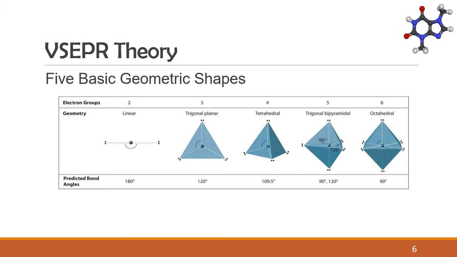The geometric shapes predicted using the VSEPR theory fall into 5 basic shapes. The linear shape with a predicted bond angle of 180 degrees, the trigonal planar shape with a predicted bond angle of 120 degrees, the tetrahedral shape with a predicted bond angle of 109.5 degrees, the trigonal bipyramidal shape with predicted bond angles of 90 degrees along the axial plane and 120 degrees along the equatorial plane, and the octahedral shape with predicted bond angles of 90 degrees.